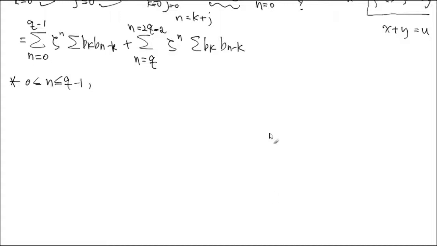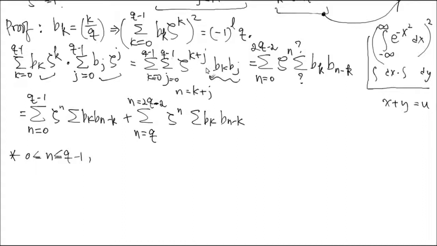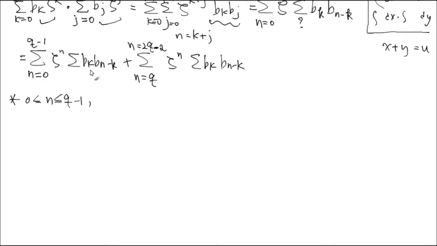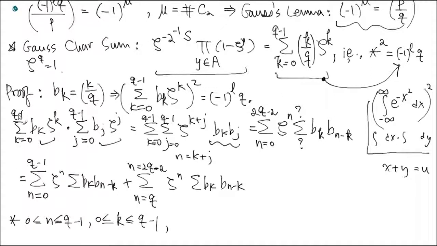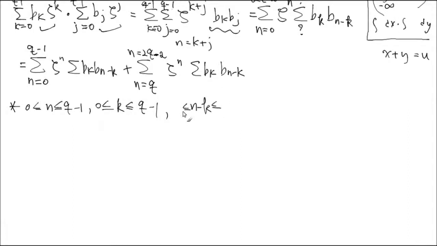Then depending on the choice of n, we think about what kind of indices k make b_k and b_{n minus k} meaningful. The index of b is always between 0 and q minus 1. So let me write down the second condition: k must be between 0 and q minus 1. Is that right? That's natural. The third is that we have to make sure n minus k is also between 0 and q minus 1. If it is less than 0 or bigger than q minus 1, there is no such number, since we only have b's with indices ranging from 0 to q minus 1. So n minus k, as an index, should also be between 0 and q minus 1. Is that right?